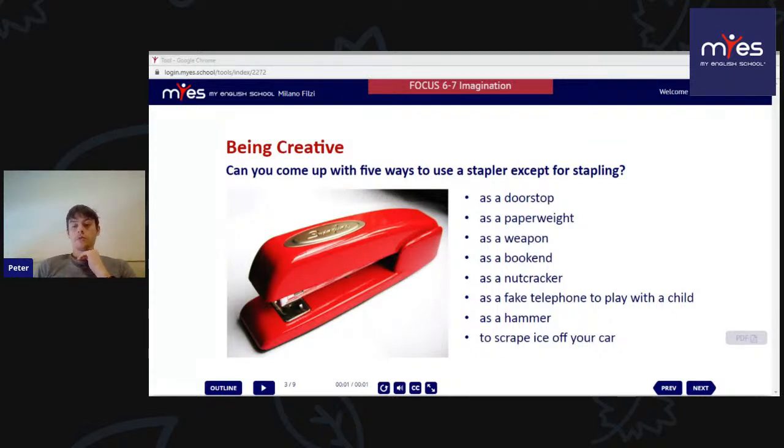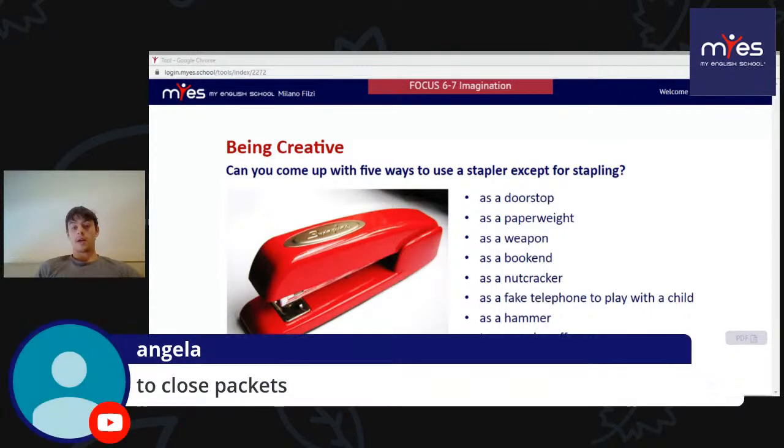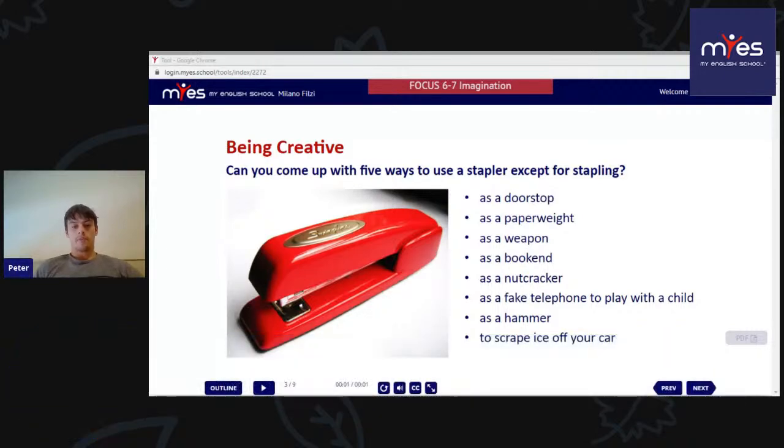And finally, to scrape ice off your car. Okay, yeah, exactly, Angela. A great way to use a stapler to close packets. Yeah. All right. Lovely example. And to scrape ice off your car. To scrape ice is this action of trying to remove the ice from your car. All right. A lot of difficult and new vocabulary there.